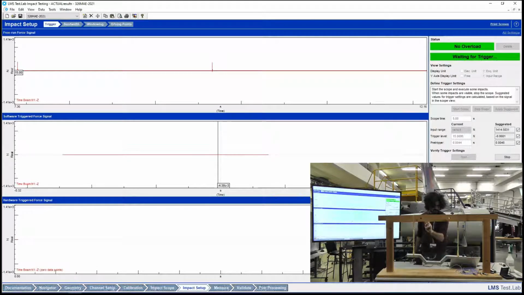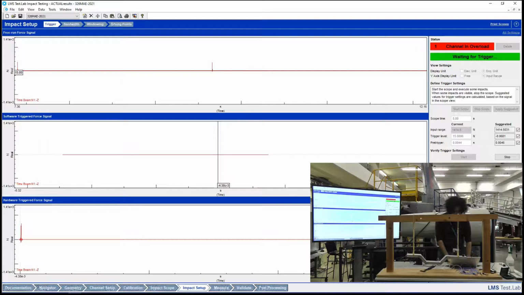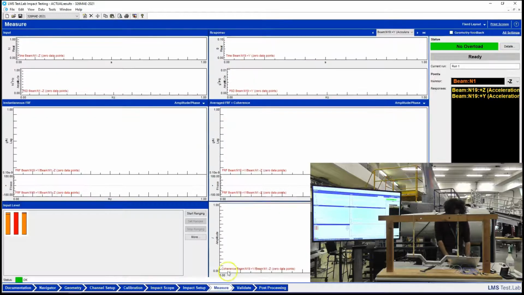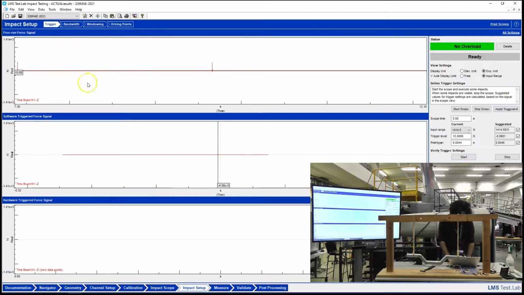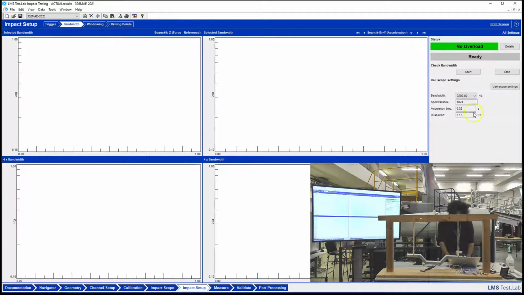Yeah. Now just by shaking it, it doesn't trigger, but if I strike it does. With a low strike, so soft. Okay. So if I strike too hard, of course, I get overloaded. Let me check the bandwidth as well.